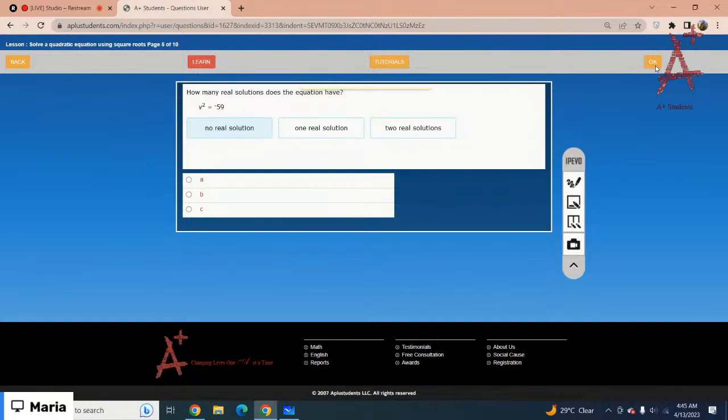How many real solutions does this equation have? It would be v squared equals negative 59. That is a negative number, and negative values have no real solution. So it would be no real solution. The correct option is option A.